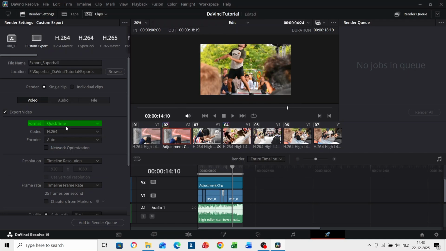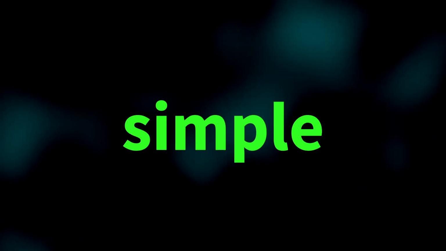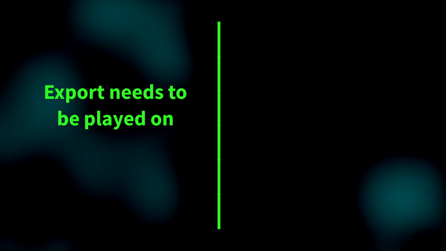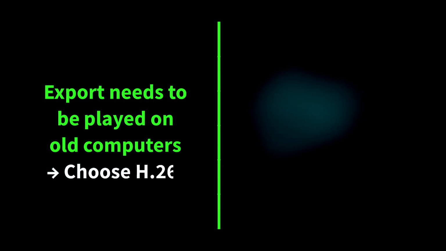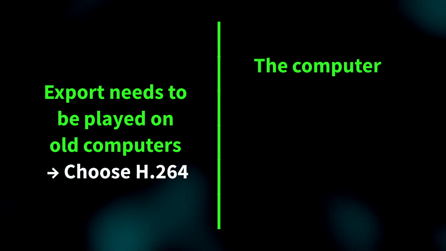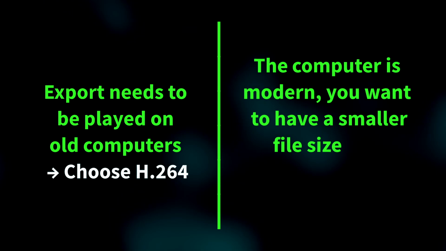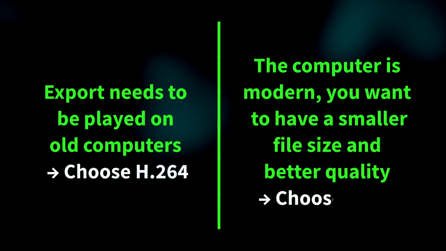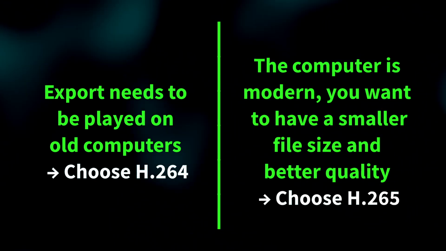Here, you can choose your format. QuickTime is a .mov, I will choose MP4. Here, in the codec, you can choose between these two. If you're doubting which one to get, here's a simple rule. If the export needs to be played on old computers, choose H.264. If the computer is modern, you want to have a smaller file size and better quality, choose H.265.